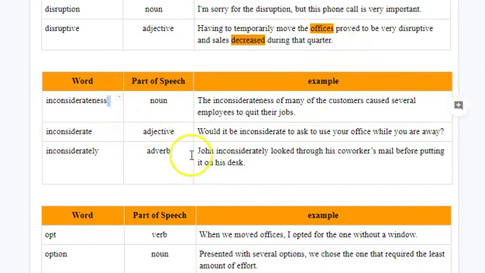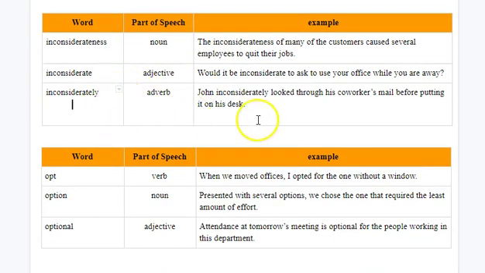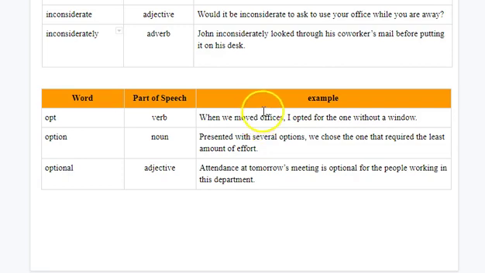Inconsiderateness. Noun. The inconsiderateness of many of the customers caused several employees to quit their jobs. Inconsiderate. Adjective. Would it be inconsiderate to ask to use your office while you are away? Inconsiderately. Adverb. John inconsiderately looked through his coworker's mail before putting it on his desk.